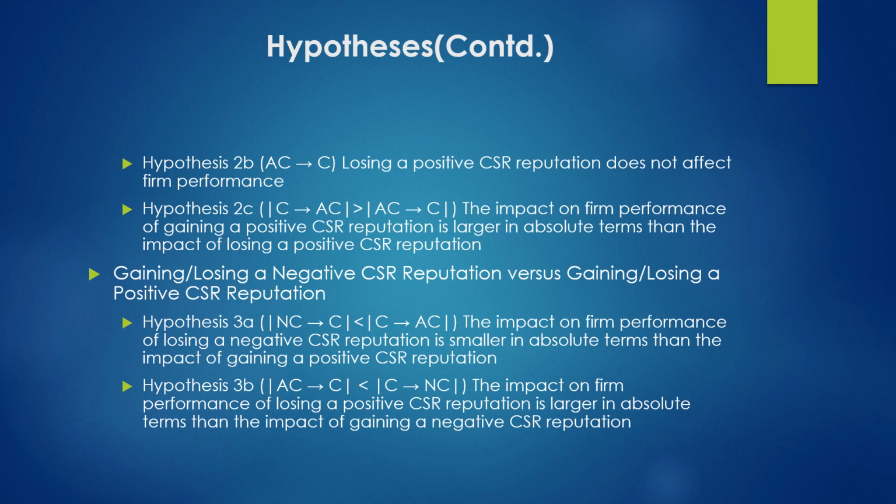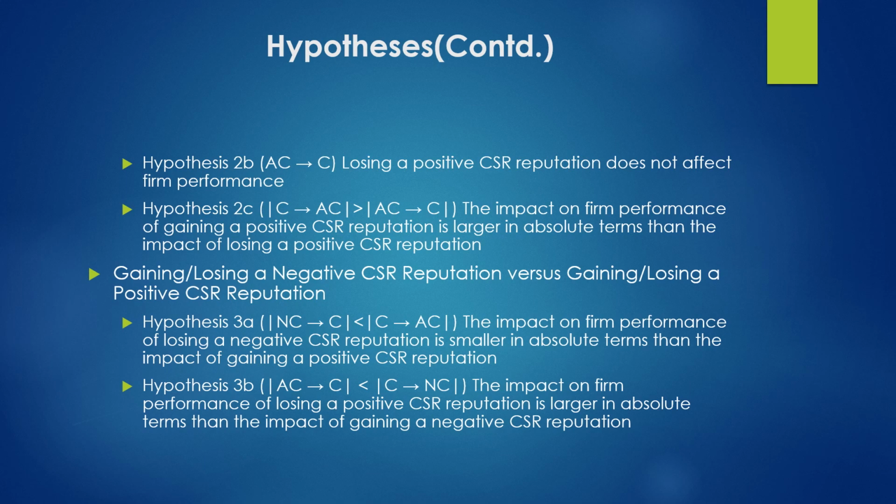The third category is gaining or losing a negative CSR reputation versus gaining or losing a positive CSR reputation. This category is more complex than the first two because we argue that there are three effects involved in looking at CSR reputation in a dynamic context: the firm's current and past levels of CS mandated activity, recency bias, and negativity bias.